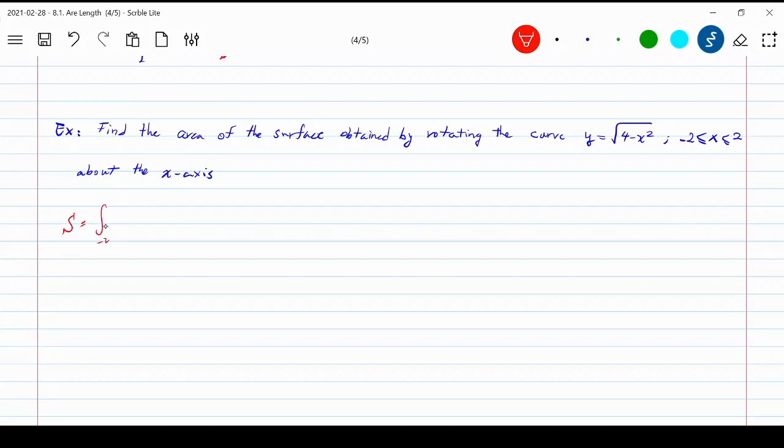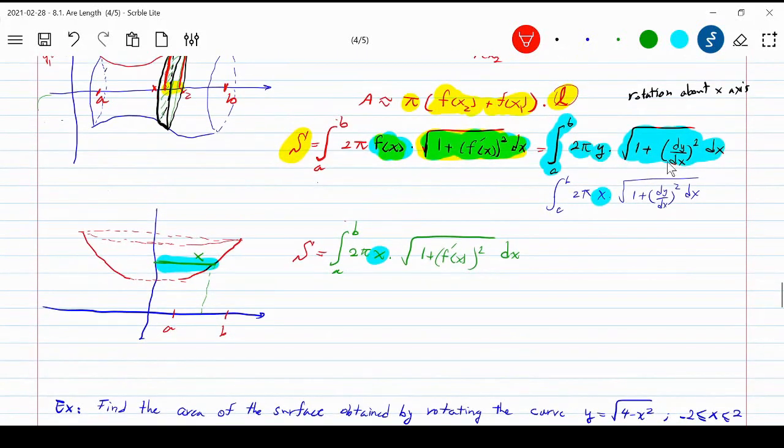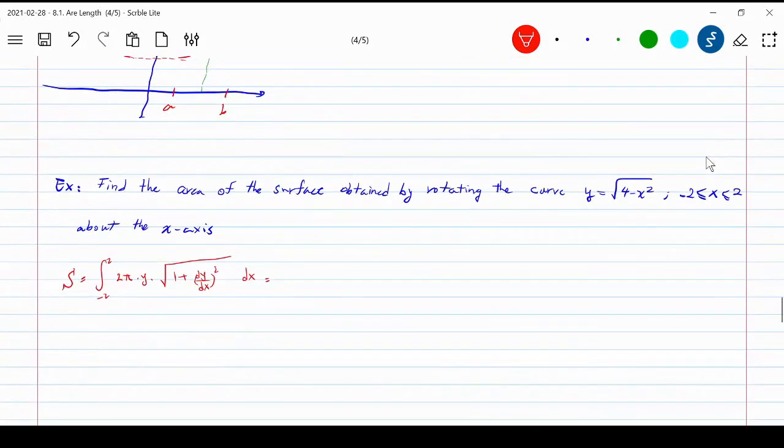the integral from -2 to 2 of 2 pi times y multiplied by the square root of 1 plus dy over dx squared dx. This is exactly the same as here, 2 pi y times the square root of 1 plus dy over dx squared. Make sure that you see it. You can use that or you can use the function. But since here they wrote it in terms of y, I use that. And if it was written in terms of a function, I would use it in terms of a function.